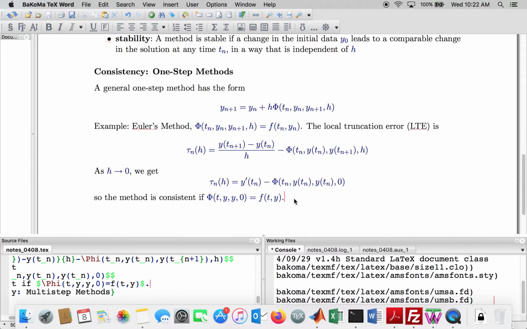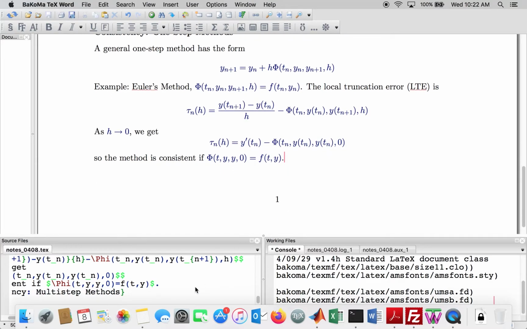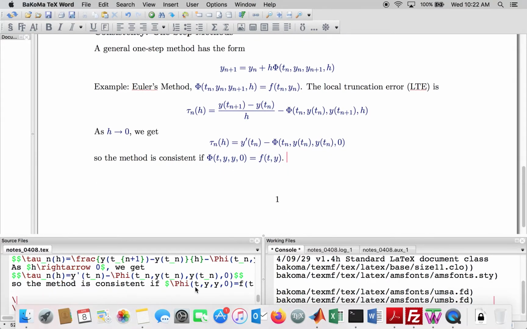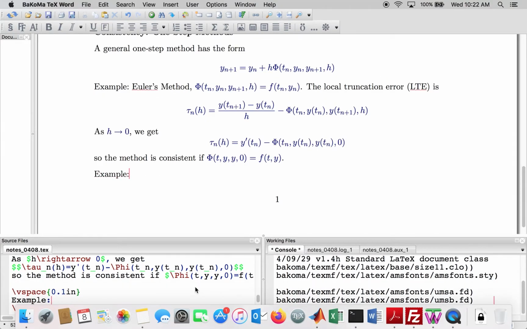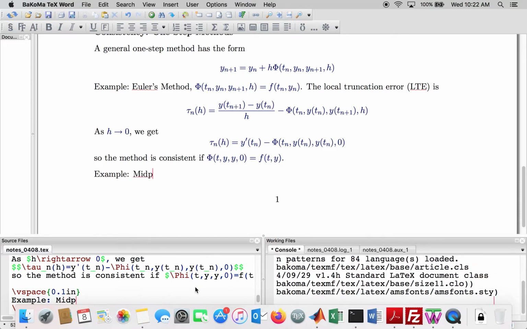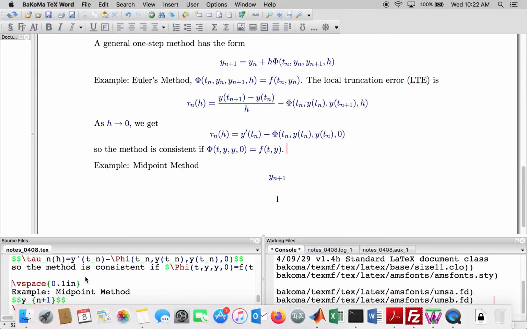Now, to show you an example of a one-step method, but one that's more interesting than Euler's method. The midpoint method is y n plus 1. Okay, I'm going to put this onto a new page.